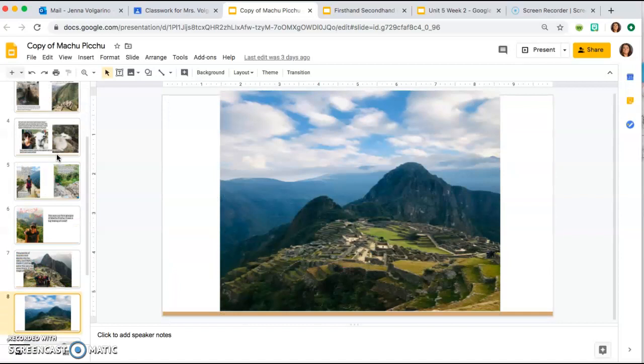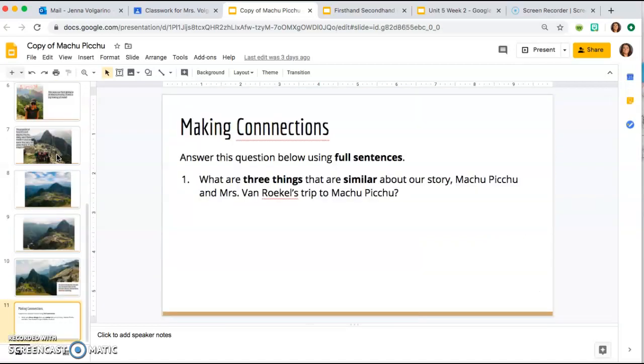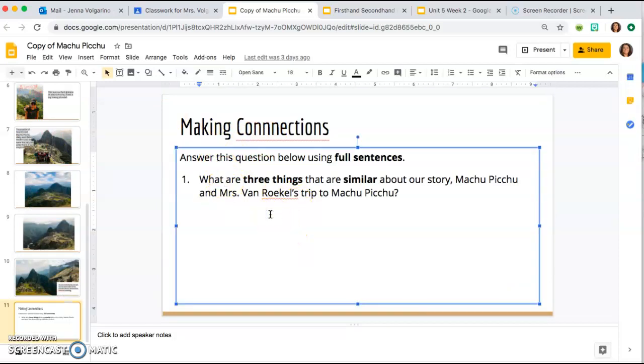Okay, so you'll read through this, look at all of the pictures, and then at the end, I have a question for you. It says, what are 3 things that are similar about your story, Machu Picchu, and Mrs. Van Rokel's trip to Machu Picchu? So I'm going to find 3 similarities about this, our weekly story and her trip.